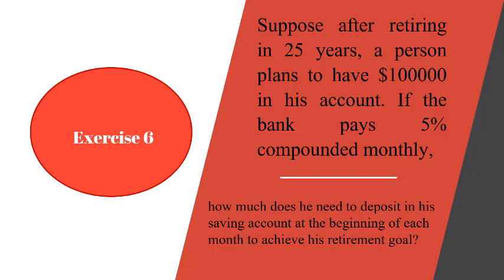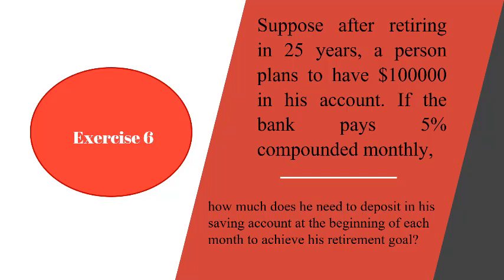Another example. Suppose after retiring in 25 years, a person plans to have $100,000 in his account. If the bank pays 5% compounded monthly, how much does he need to deposit in his saving account at the beginning of each month to achieve his retirement goal? In this example, he gave you $100,000 as a future value and you need to calculate R.